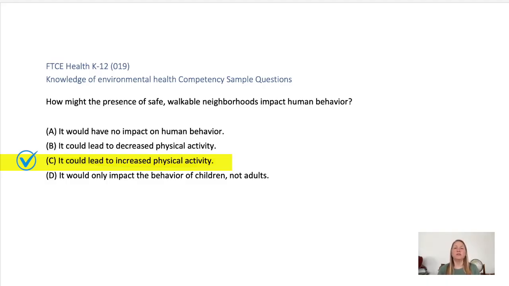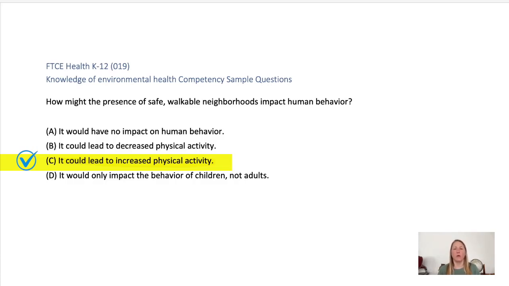It could lead to increased physical activity. The presence of safe, walkable neighborhoods could lead to increased physical activity. When individuals feel safe and have access to pedestrian-friendly routes, they are more likely to engage in physical activities such as walking or running.